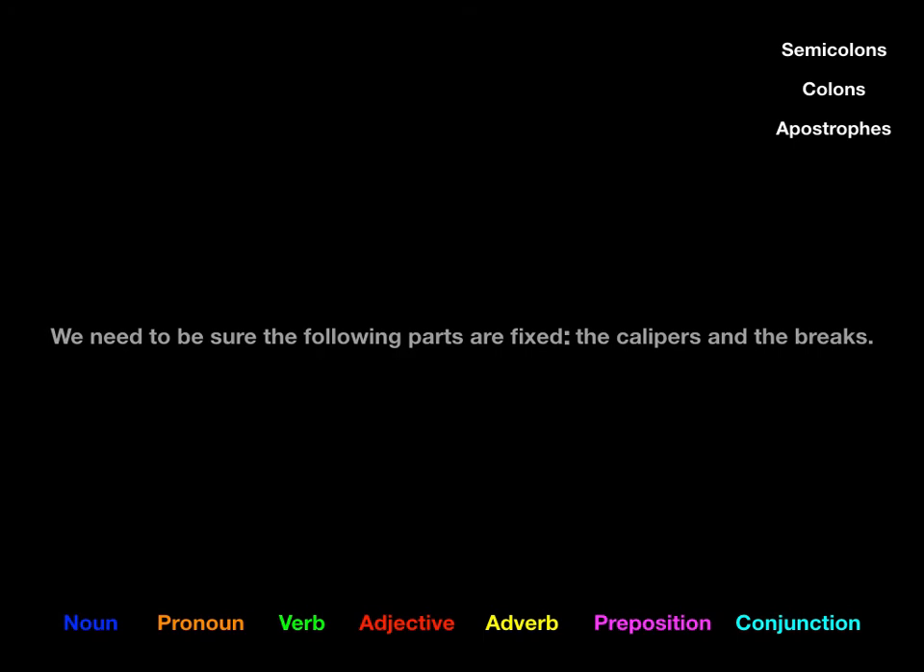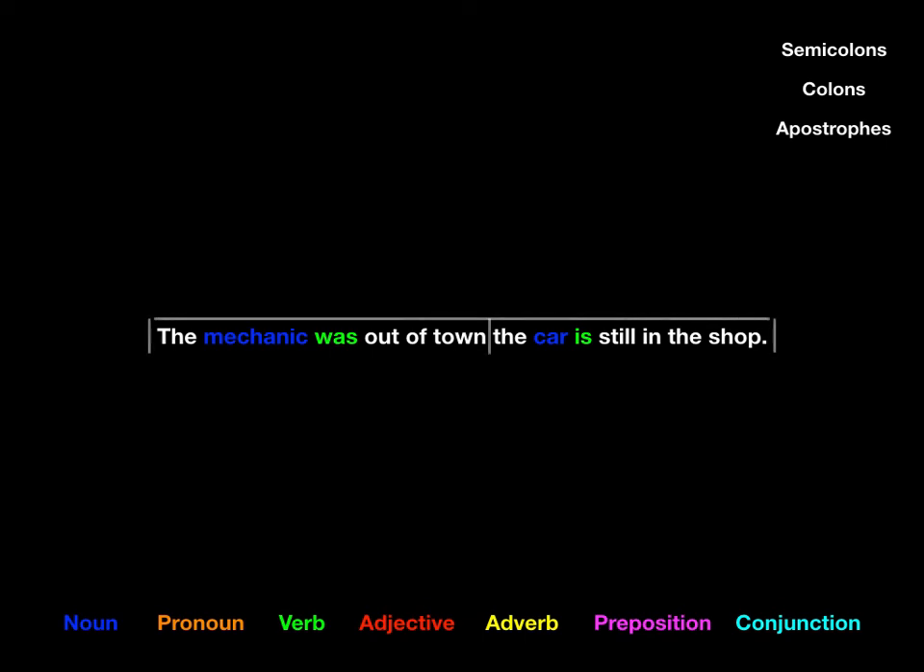Let's look at another example. The mechanic was out of town. The car is still in the shop. Here we'll note that we have two verbs, was and is, as well as two subjects, mechanic and car. Since we have two verbs and two subjects, there's the potential to have two complete sentences if these sections possess complete thoughts. The mechanic was out of town. The car is still in the shop.